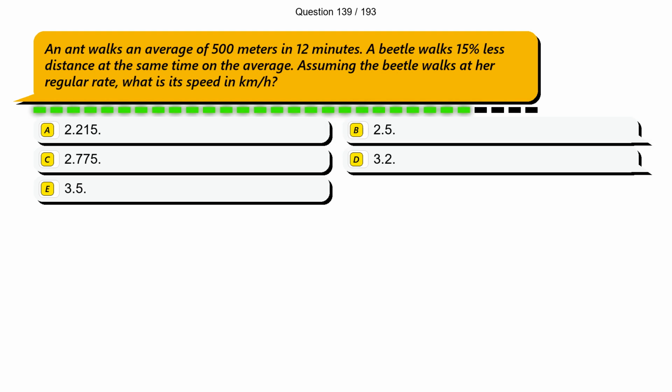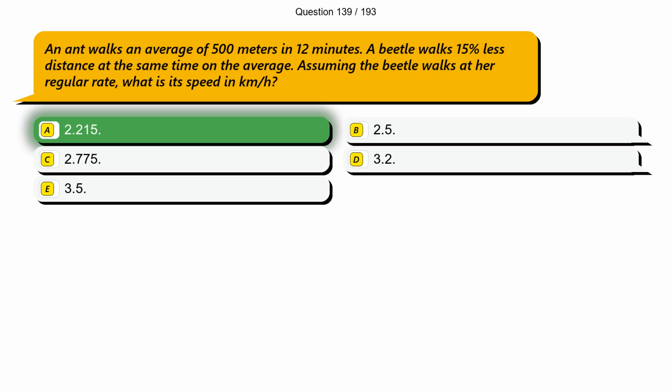Question 139. An ant walks an average of 500 meters in 12 minutes. A beetle walks 15% less distance at the same time on the average. Assuming the beetle walks at her regular rate, what is its speed in km/h? Option A 2.215, option B 2.5, option C 2.775, option D 3.2, option E 3.5.